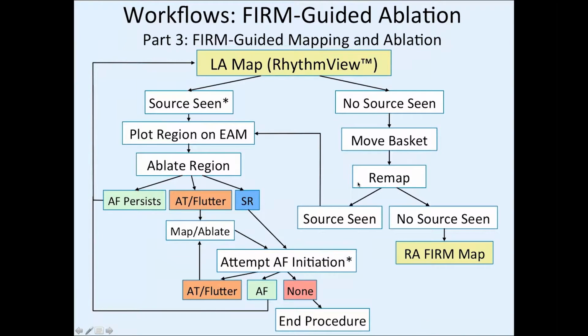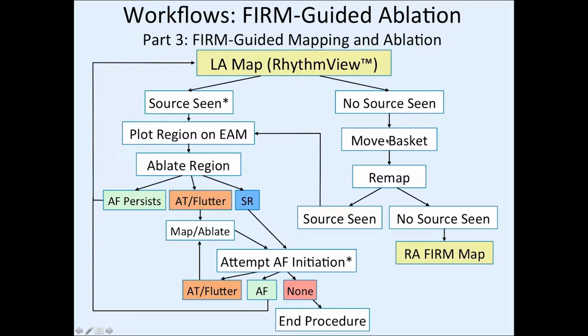Once we start with FIRM mapping, I start, as most of us do, in the left atrium. If we see a source with FIRM mapping, we will plot its region on the electroanatomic map. I'll show you how we do that. There are a couple of ways of doing that. Ablate that region rather liberally. If atrial fibrillation persists, we go back up and remap. If the source is still seen, we just keep going around until we eliminate the source, or we have no source seen.